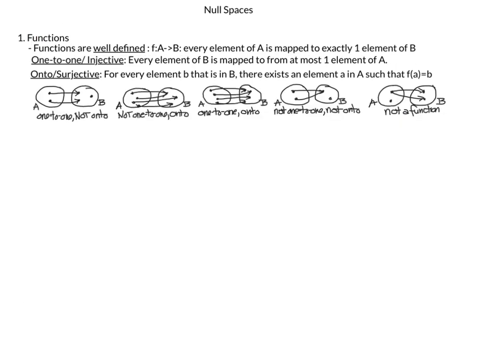The first note for functions is that they are well defined. So we have f mapping from a set A to a set B. So every element of A needs to map to exactly one element of B. So an example of something that is not a function, I have this drawn here. It's not a function for two reasons. This element of A is mapped to two elements of B. So it's mapped to too many.